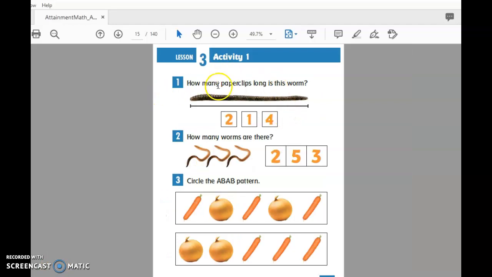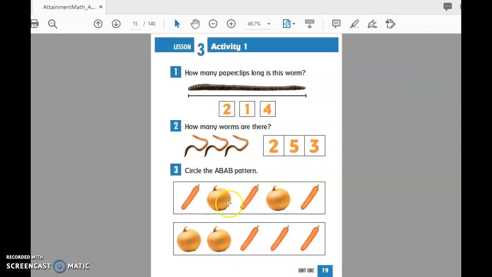Alright, so number 1 says, how many paper clips long is this worm? So let's look for page 19, I believe. Yes, look for page 19, lesson 3. You can use a ruler. We want to measure this worm. Is it 2 paper clips long, 1, or 4? The best answer is whatever you get for number 1.